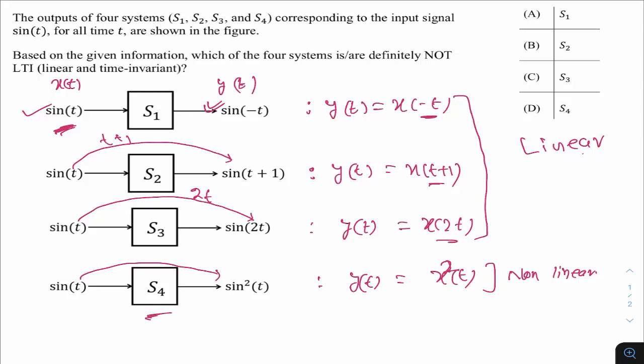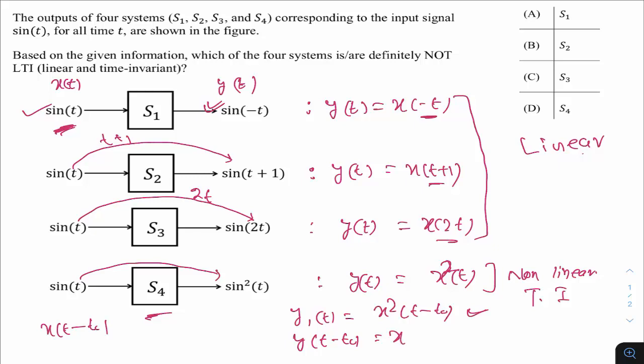So here it is definitely time invariant. Why? Because if I am delaying the input, and the system behavior is squaring it, then my input is x of t minus t naught. If I give it to the squarer, it is x square of t minus t naught. But is it equal to y of t minus t naught? So y1t is this one. If I replace t by t minus t naught, it is x square of t minus t naught. So yes, in this case y1t and y of t minus t naught are matching. So this is time invariance.